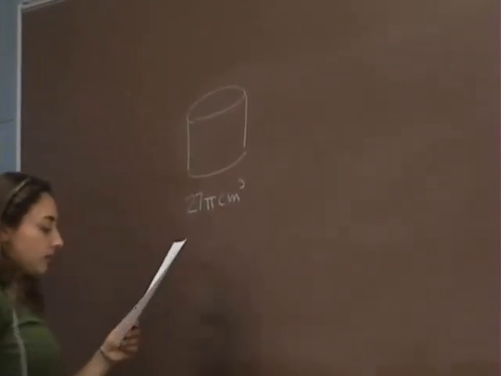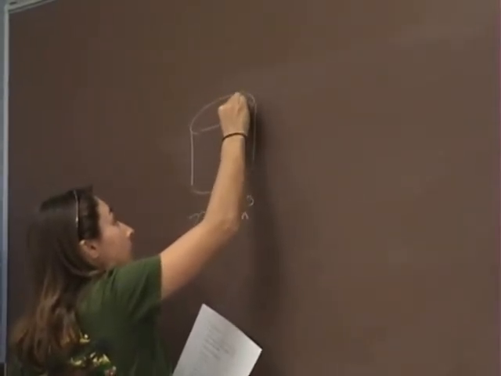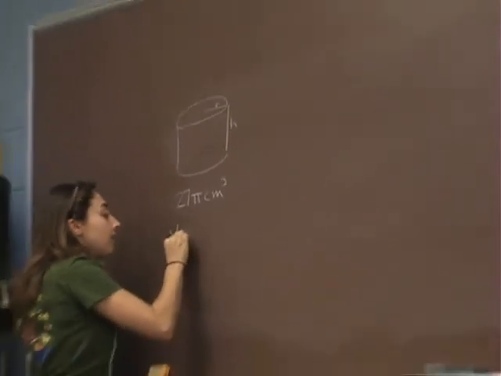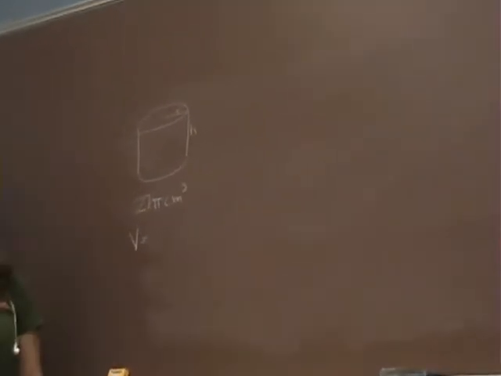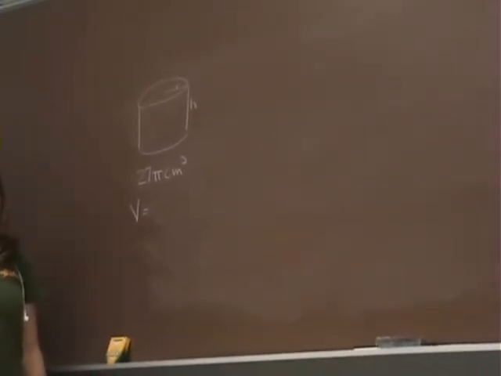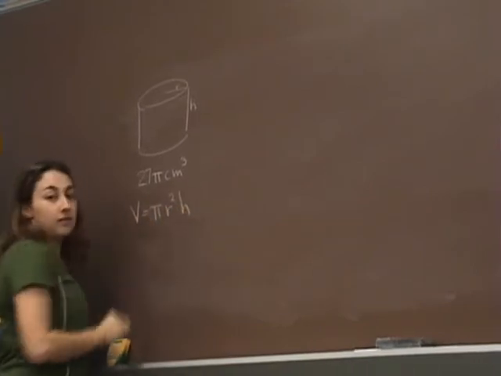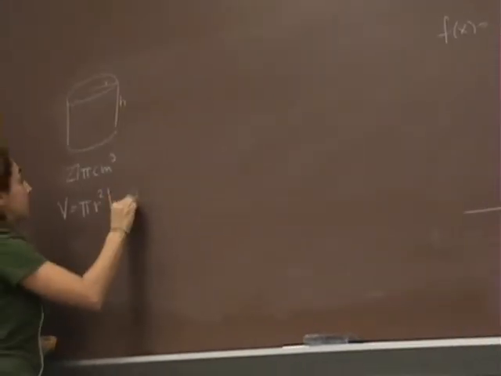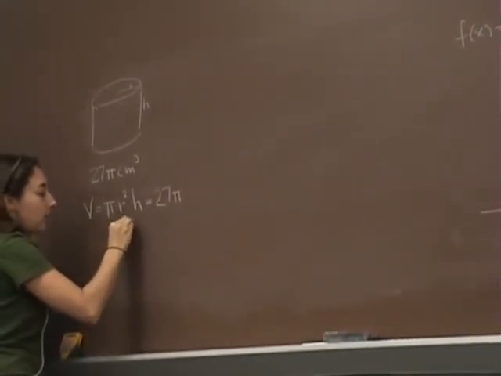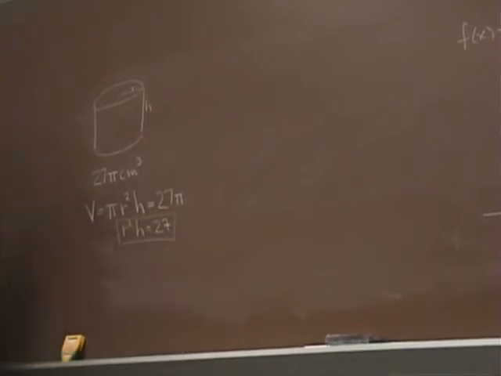Find the height and radius of the cup that will use the smallest amount of paper. All right, so I've got a radius and I've got a height. Volume is something I know. It's going to hold 27 pi cubic centimeters. What's the volume of a cylinder? Pi r squared h. So pi r squared h equals 27 pi. You cancel the pi's and I get that r squared h should equal 27. Okay, so that's one equation I have.